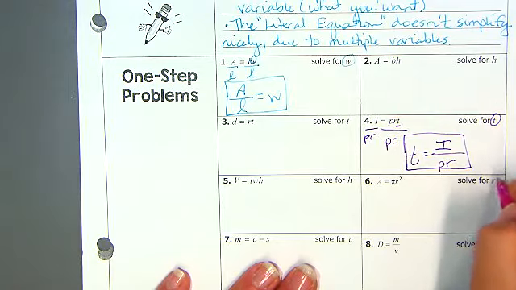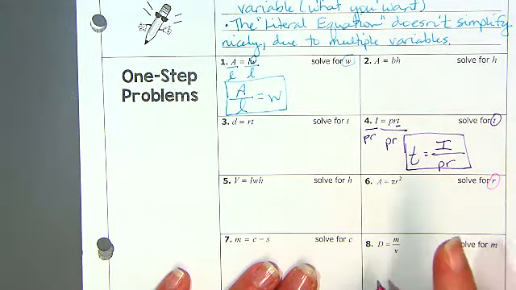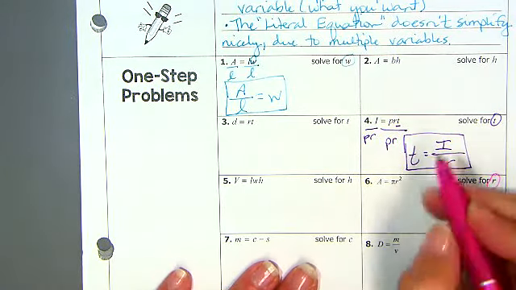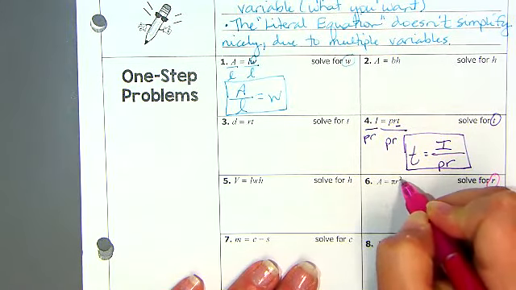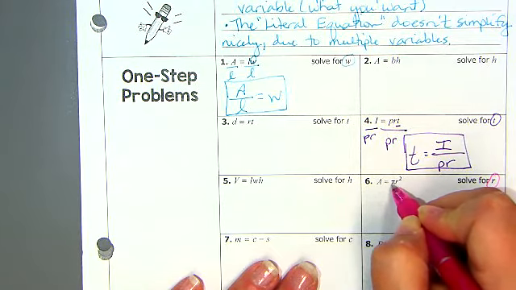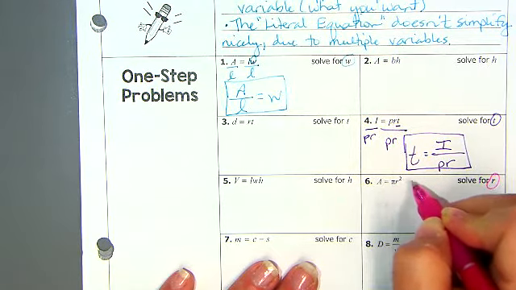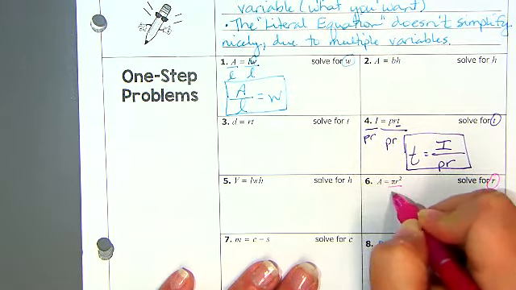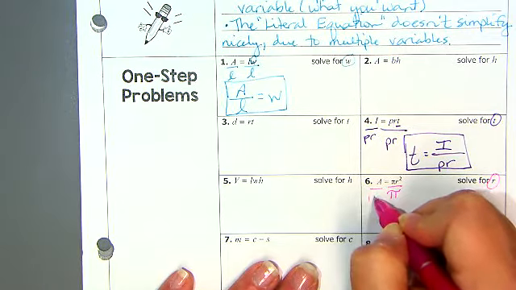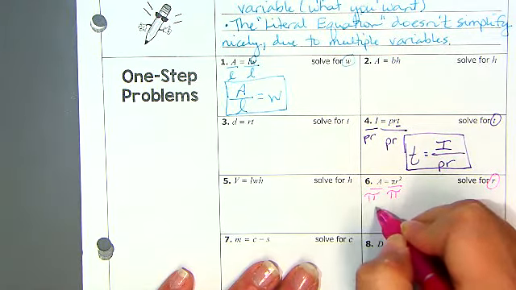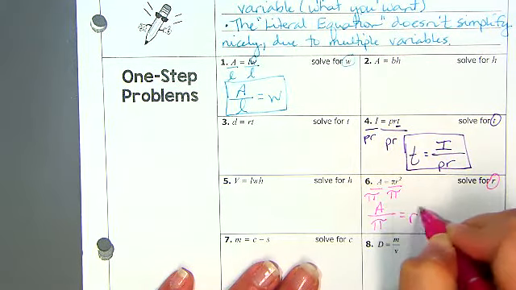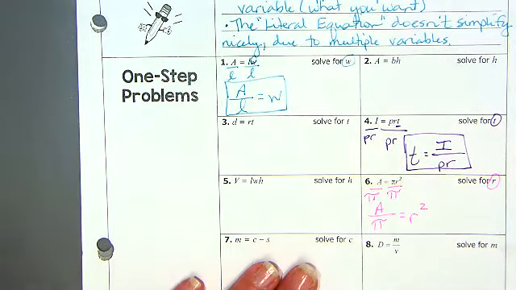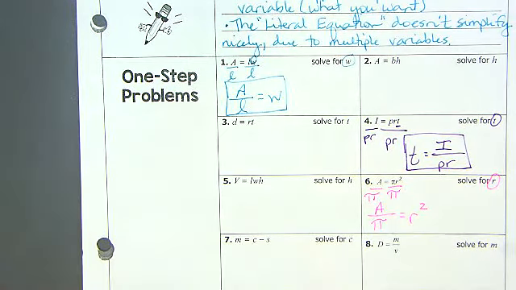R. I want just R, not R squared, just R. Remember that. Okay, so I'm going to look to see. I've got to move what's with it first. I can't take the squared yet. I've got to move the pi. Pi is being multiplied, so I'm going to divide by pi on both sides. And that's going to give me A over pi equals R squared. I am not finished yet. R is not by itself.